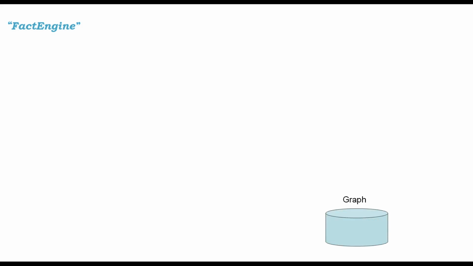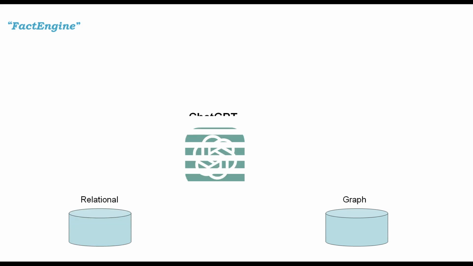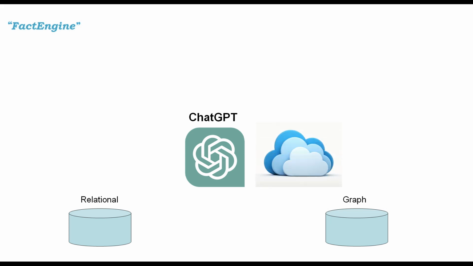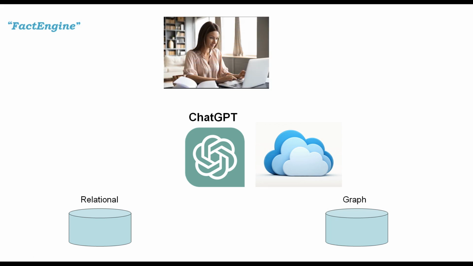You've got a graph database or a relational database and you want to hook it up to ChatGPT with a plugin, and you want to get your database over the internet to happy customers. Let me show you how FactEngine can help you make that happen.